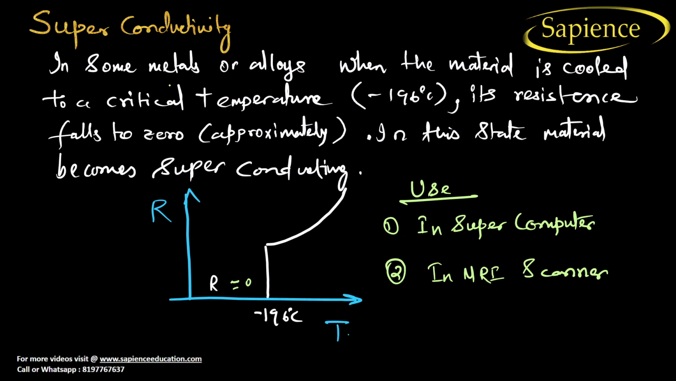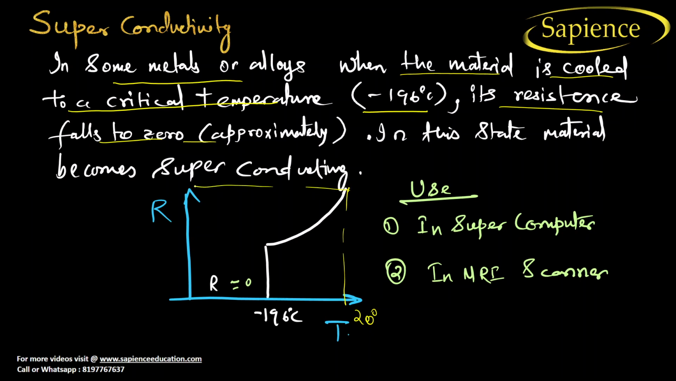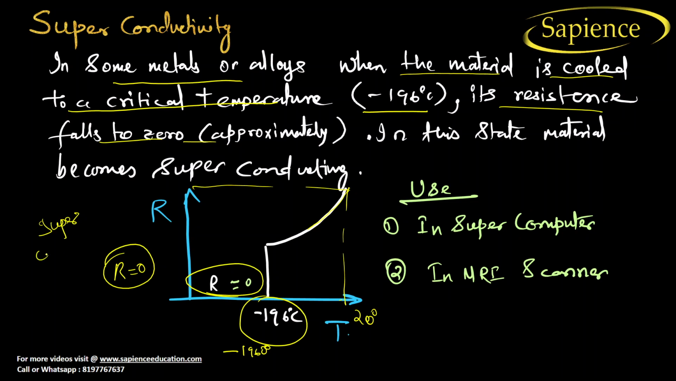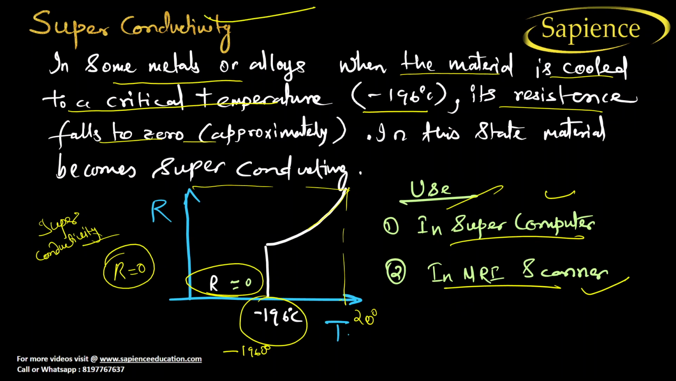Now, what is superconductivity? In some metals or alloys, when the material is cooled to a critical temperature, that is minus 196 degrees Celsius, its resistance will become zero. Let us consider at 20 degrees or any temperature, it has some resistance. But when you reduce the temperature to minus 196 degrees Celsius, the resistance will become zero. This phase is known as superconductivity. It is used in a supercomputer, where we require the least amount of resistance. In an MRI scanner we also require the least amount of resistance. So it is known as superconductivity.